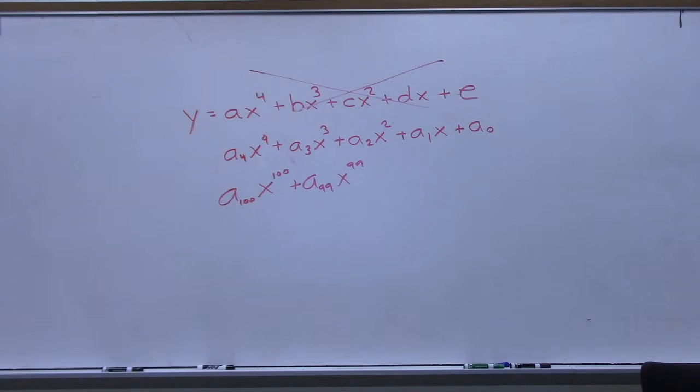Okay, take a look at this. How many x-intercepts do we have? 1, 2, 3, 4. We have 4 x-intercepts? Okay.